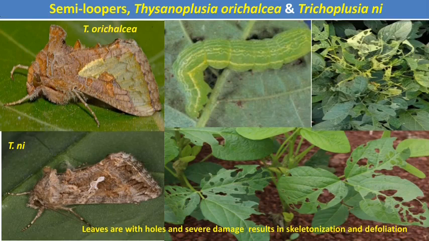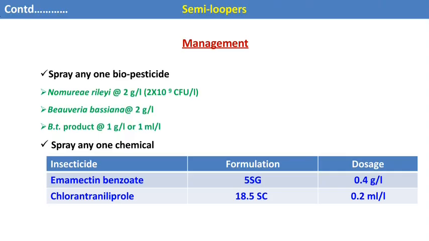This larva is also a voracious feeder on the leaves. They cut the leaves from the margin up to the midribs, and in case of severe infestation, complete skeletonization and defoliation of the plant occurs. In severe infestation, different cutting holes can also be seen in the infested fields.